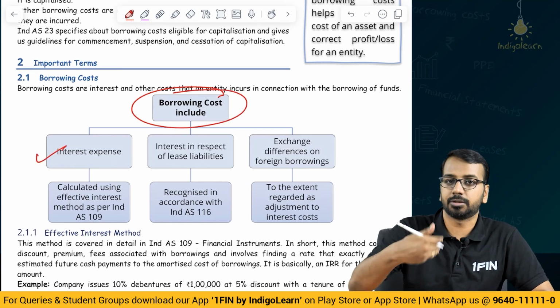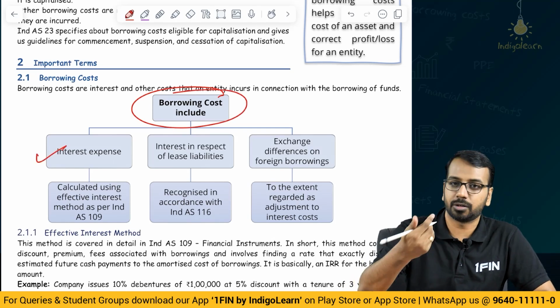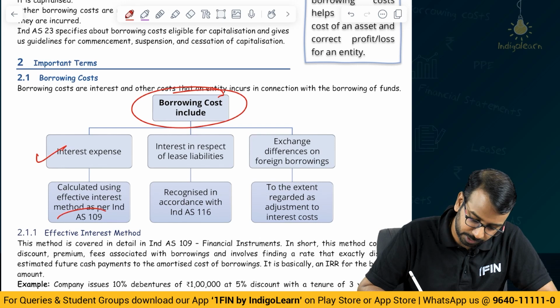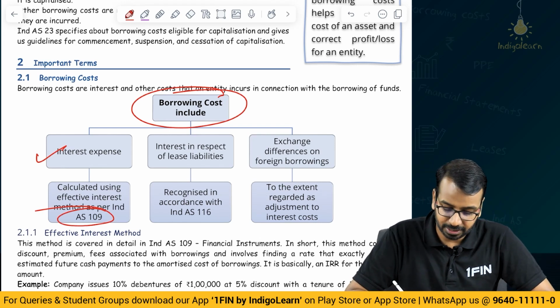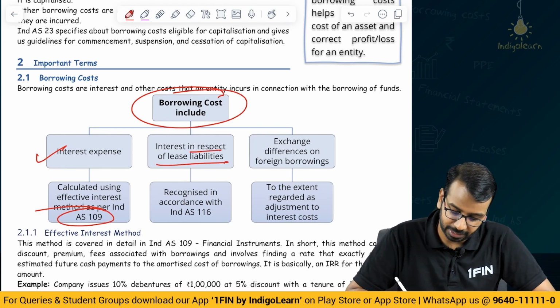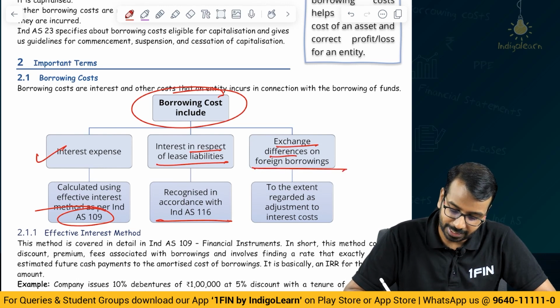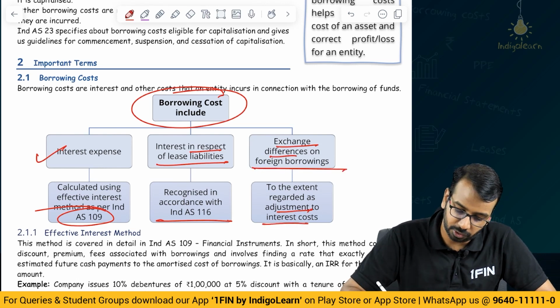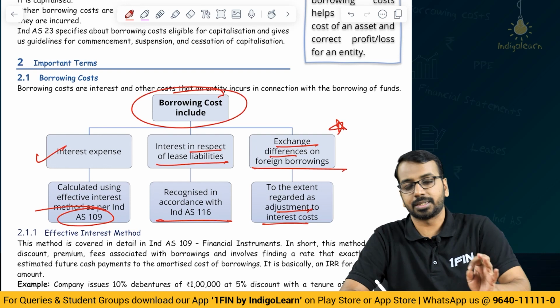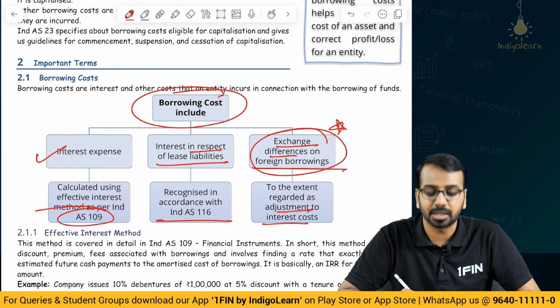Interest expense, that is the interest you pay to, let's say, a bank or something else. This is calculated as per the principles of Ind AS 109. Then interest in respect of lease liability in accordance with Ind AS 116. And exchange difference on foreign borrowings to the extent they are regarded as an adjustment to interest cost. Here also make sure you practice one or two questions on exchange differences.